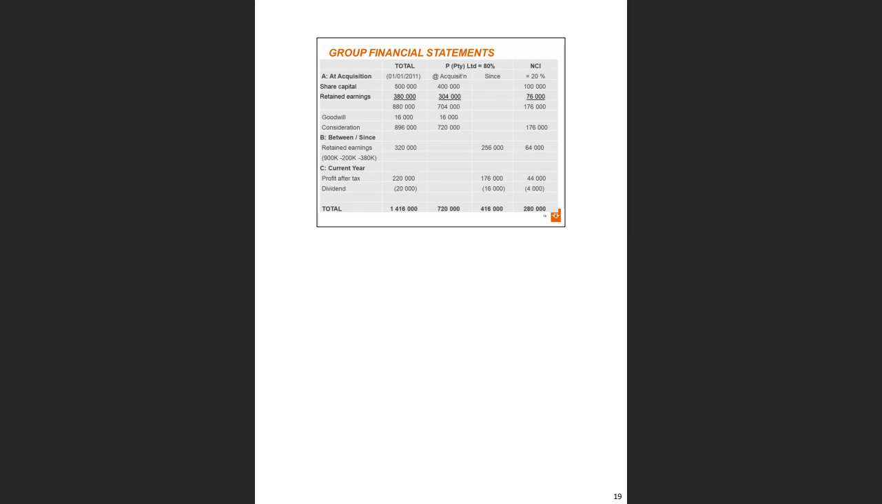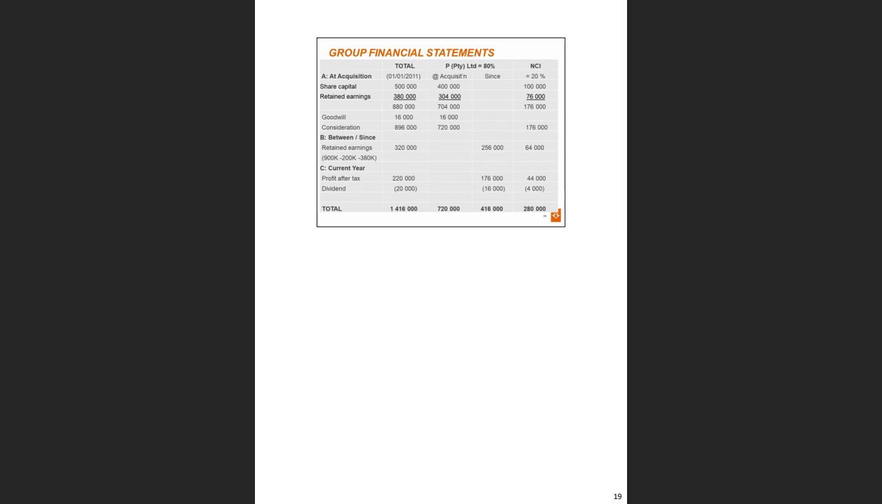Here we were told in the scenario that the subsidiary S had share capital of 500,000 Rand on acquisition and retained earnings of 380,000 Rand. So we need to eliminate the portion that relates to P. Remember, P bought 80% of the equity. So P's portion of this equity that is purchased is 500,000 times 80%. This will give us share capital relating to P of 400,000 and retained earnings relating to P of 304,000.